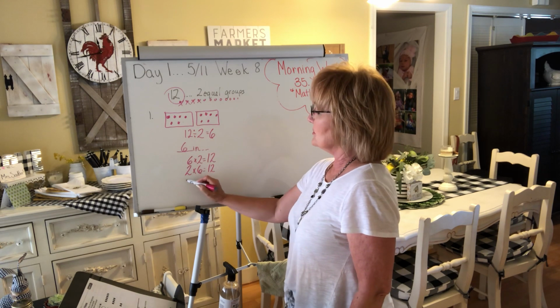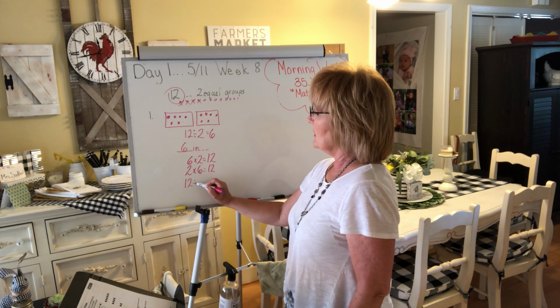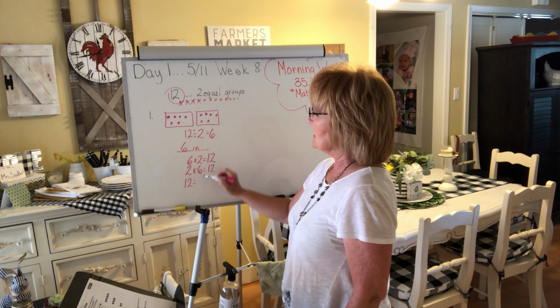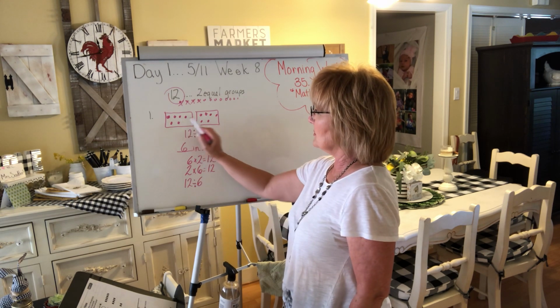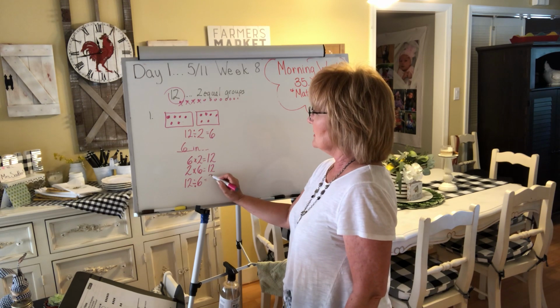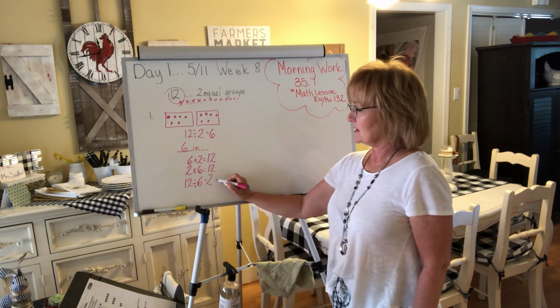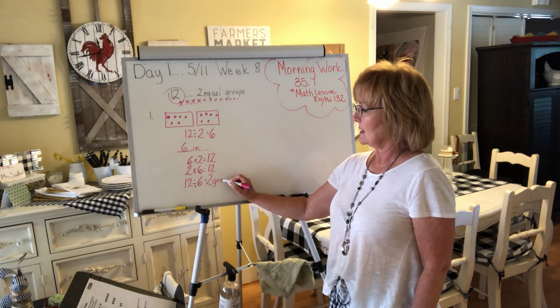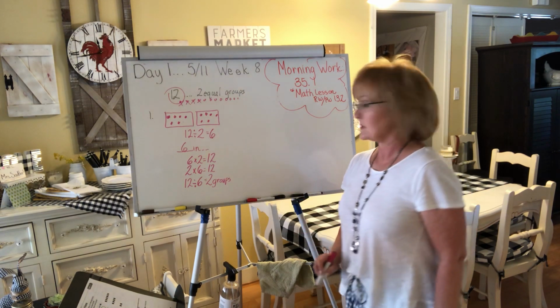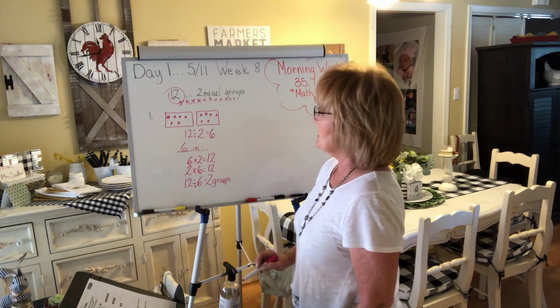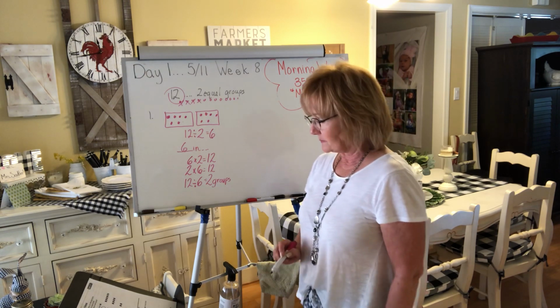Do you know the other division problem? 12 divided by 6. 12 divided by groups of 6 equals 2 groups. So there's different ways to say basically the same thing almost, okay? Not saying the same thing, but it's the same family.